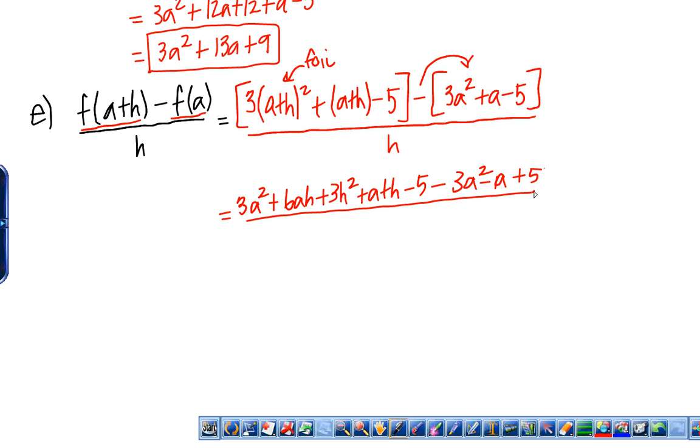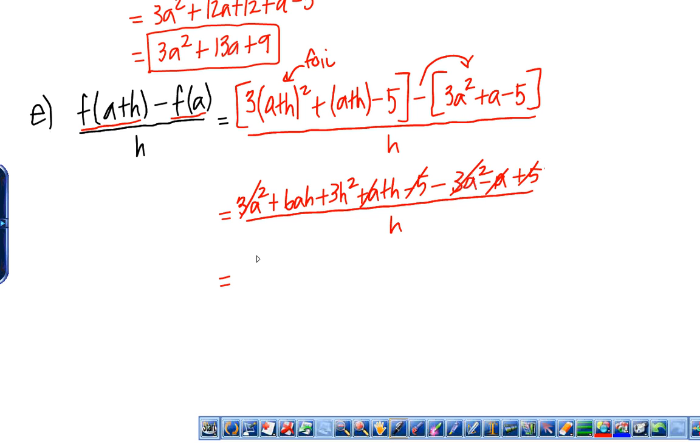And I still have it over h. At this point, you should be able to cross out some problems. In fact, most of the time, the second half of your function, all of these numbers are going to simplify. So I have a plus 5 and a minus 5. I have a positive 3a squared and a negative 3a squared, and a positive and a negative a.